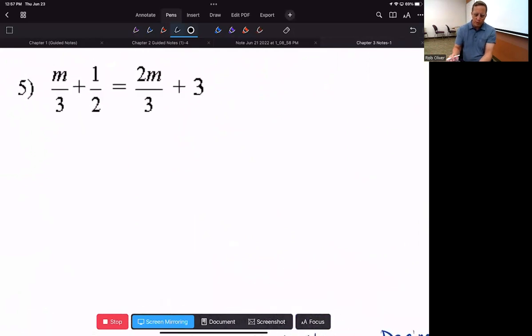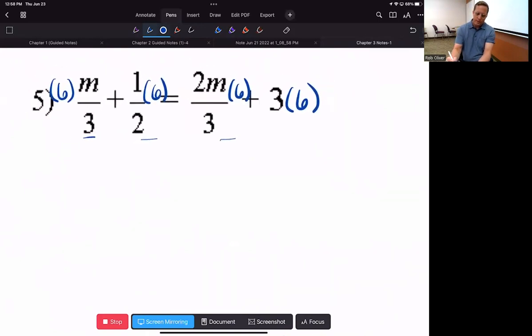So for number 5, we're going to multiply everything by the LCD. The LCD of 3 and 2 is 6. So everything's going to get multiplied by 6. Not just fractions, but every single term is getting multiplied by 6. Because that makes everything cross-cancel. So 6 divided by 3 is 2. 3 divided by 3 is 1. 6 divided by 2 is 3, and this becomes 1. 6 divided by 3 is 2, and that becomes a 1.